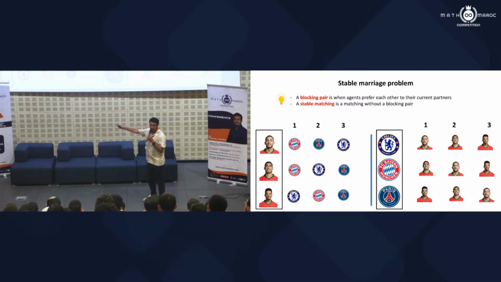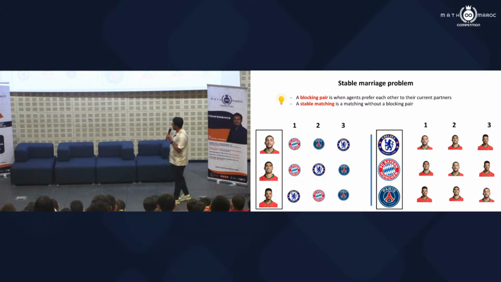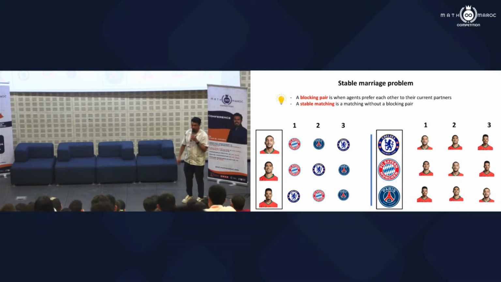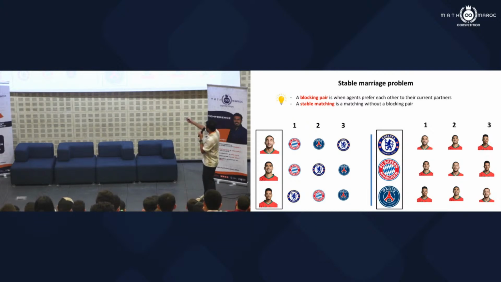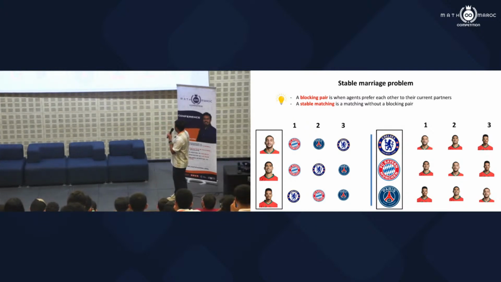Each player has preferences over teams. For Ziyech, the most preferred team is Bayern, followed by PSG, followed by Chelsea. For Hakimi: Bayern, Chelsea, PSG. For Unahi: Chelsea, Bayern, and Paris. On the opposite side, teams also have preferences over players, and these are the preferences. Chelsea would rank Ziyech, Hakimi, Unahi. Bayern will start with Hakimi, Ziyech, Unahi, and then Paris has this ranking.